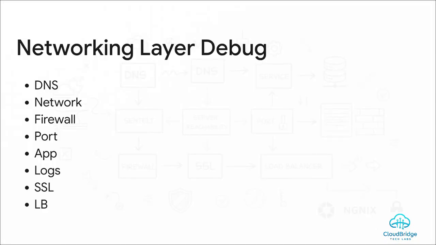So how exactly do we do that verifying? Let's map out our definitive step-by-step strategy. This right here is the 8-layer networking debug flow. I seriously want you to memorize this structure. It goes DNS, network, firewall, port, application, logs, SSL, and finally load balancer. Following this exact order is how you eliminate variables systematically instead of just running in circles.